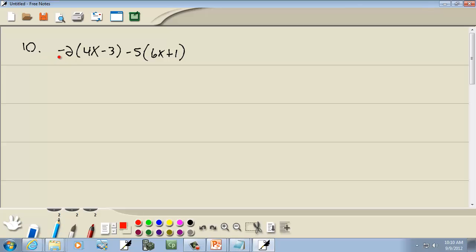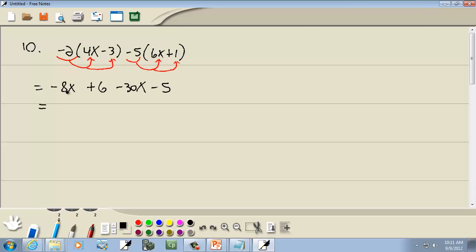My dear. Multiplication, division. Well, I got a negative 2 in front of the parentheses, so I'll take the negative 2, multiply it times 4x, and times the negative 3, and take the negative 5, multiply it times 6x, and times 1. Now, negative 2 times 4x, we've already talked about this. If you got numbers and a variable, you just multiply numbers together and leave the variable as is. Negative 2 times 4 gives us negative 8x. Negative 2 times negative 3 gives us a positive 6. Negative 5 times 6x gives us negative 30x. And negative 5 times positive 1 gives us negative 5.